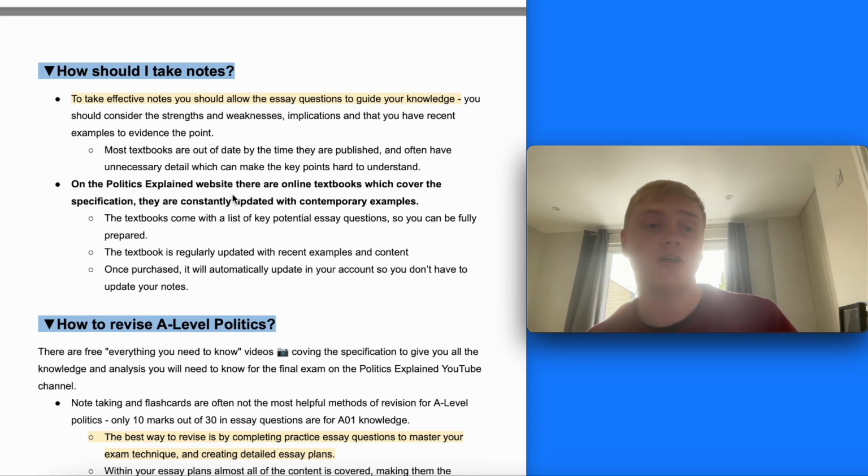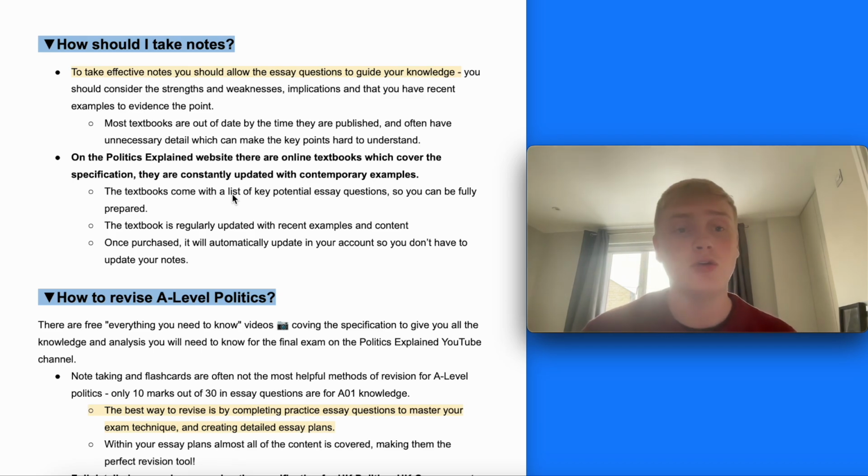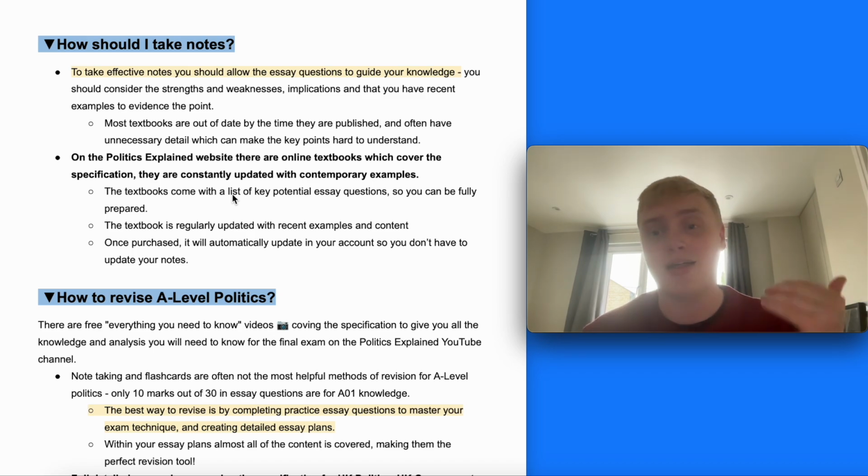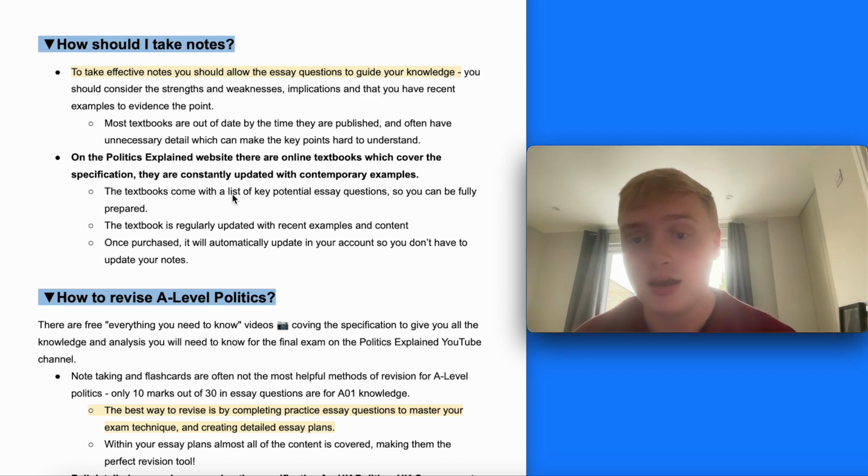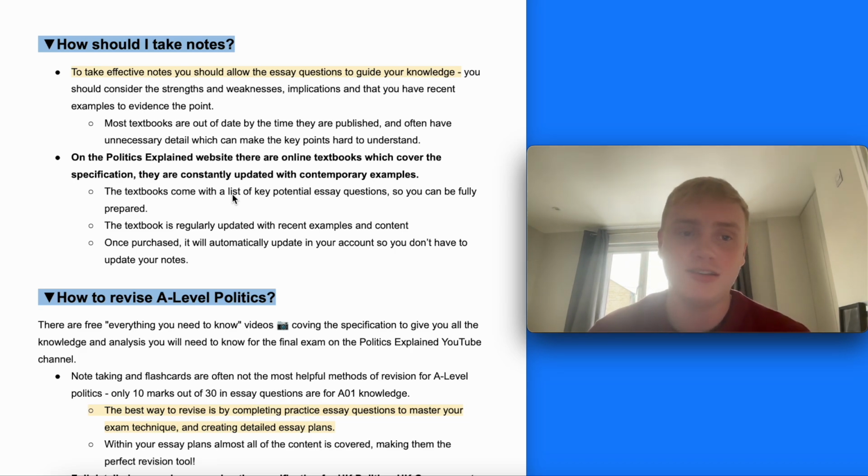How should you take notes? So to take effective notes, you should allow essay questions to guide your knowledge. You should really always be thinking about arguments either side, and always be thinking about judgments when you're thinking about these notes you're taking and the key questions you're likely to get asked in the exam. The textbooks on the Politics Explained website do that. They come up with the key questions at the start of every part of the course and divide it based on key topics and how they'll be asked in the exam.